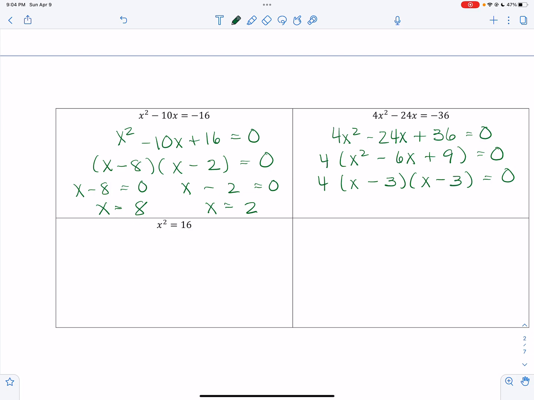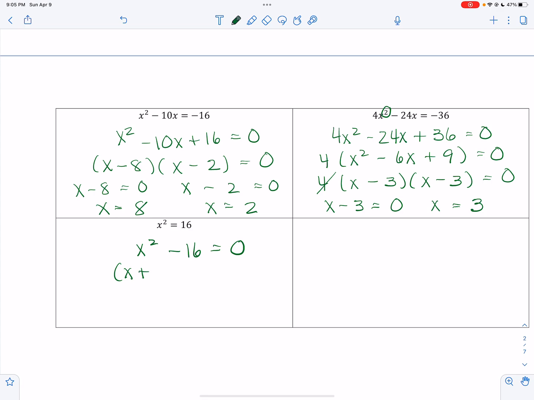Now, I only have to set factors that have a variable equal to 0, because 4 will never equal 0. That just helps me in the factoring process. And I really only have to do this one time, and I get a solution of positive 3. I don't have to set up the same factor twice; I'm only going to get the one answer. Remember, the little exponent on x squared tells me that I'm going to have at most two solutions. And the last one we're going to do is x squared minus 16 equals 0.